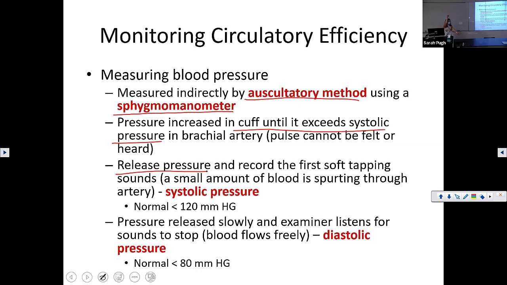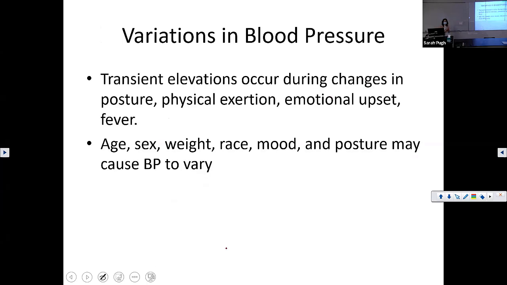That's going to be the high number. And so we call that the systolic pressure. Okay, normal systolic pressure is 120 millimeters of mercury. And then you keep letting the pressure off the cuff until eventually the blood is flowing freely and you are not hearing that pulse anymore. And at that point, when you stop hearing something, we call that the diastolic pressure. That's the low pressure. And a normal diastolic pressure is 80. Now, sometimes we can see changes in blood pressure.